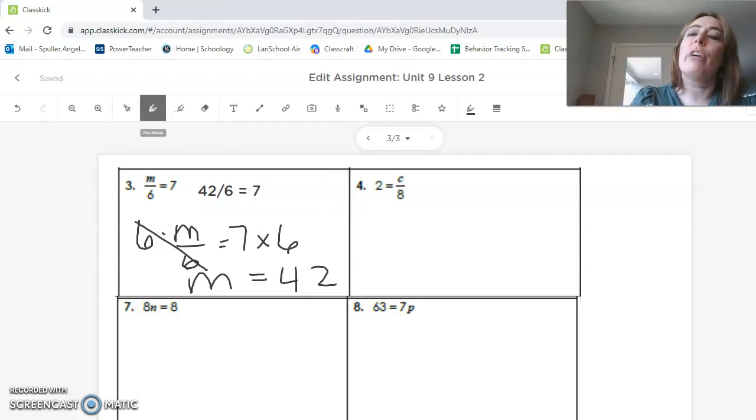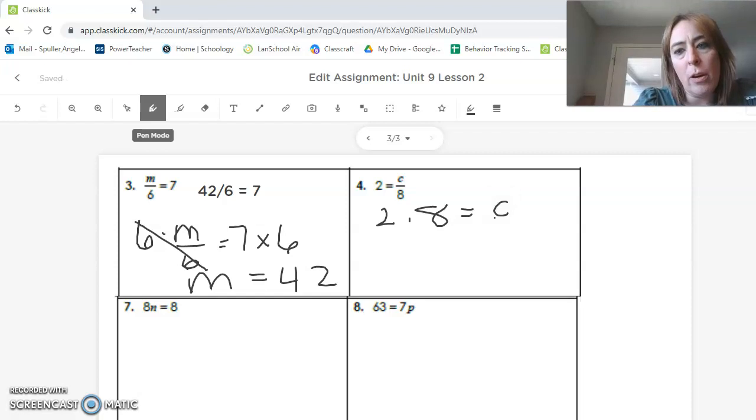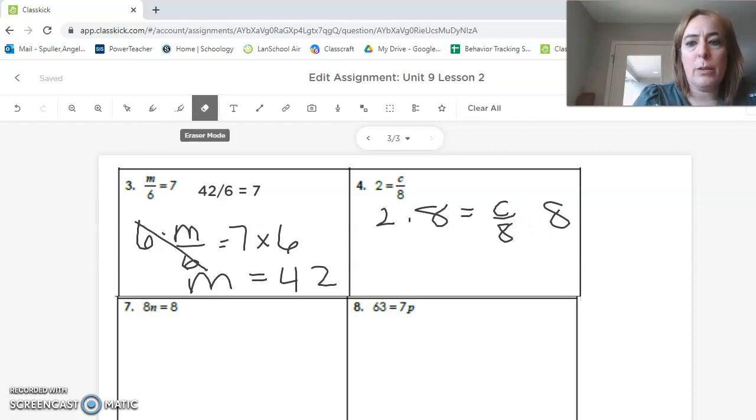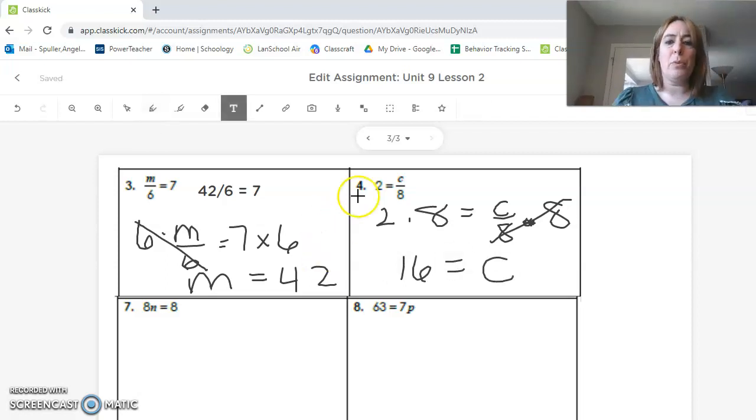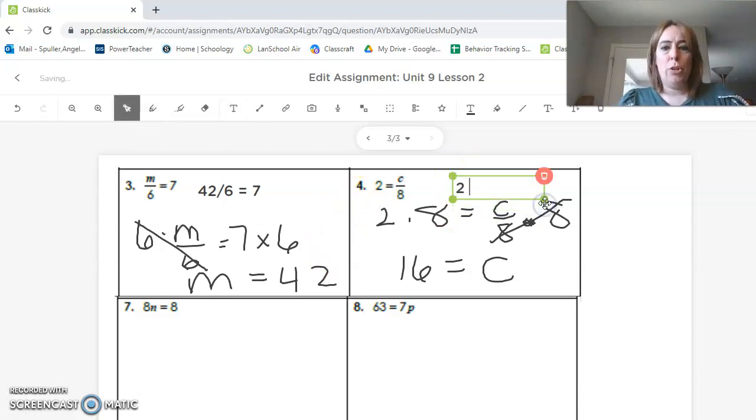Okay, coming over here, you should have said 2 times 8 equals c over 8 times 8, or dot. Let's put the dot there instead. Otherwise, it looks funny. It looks like another variable, right? So that crosses that out. 2 times 8 is 16 equals, c's all that's left. Let's prove it. 2 equals 16 divided by 8.